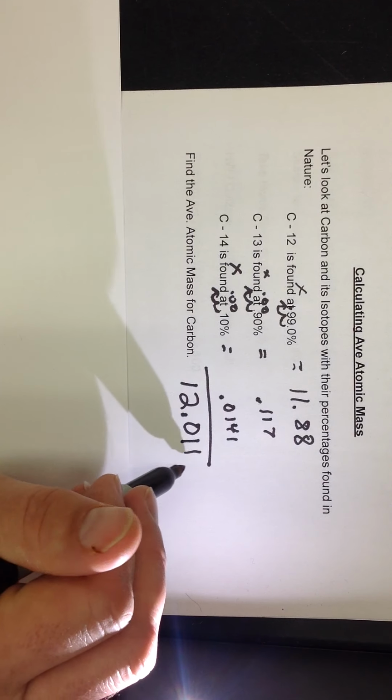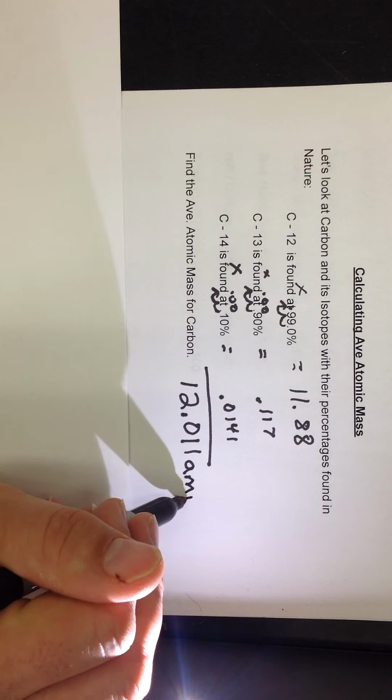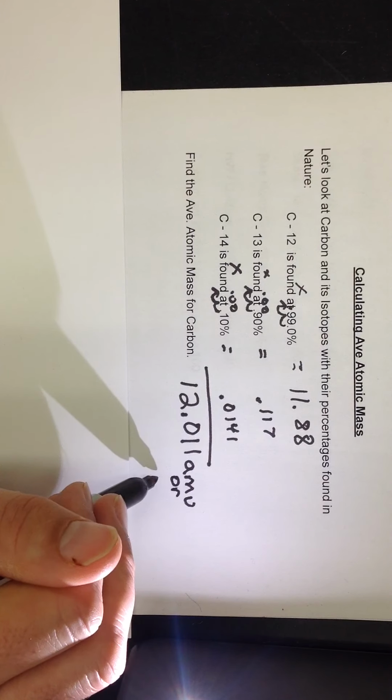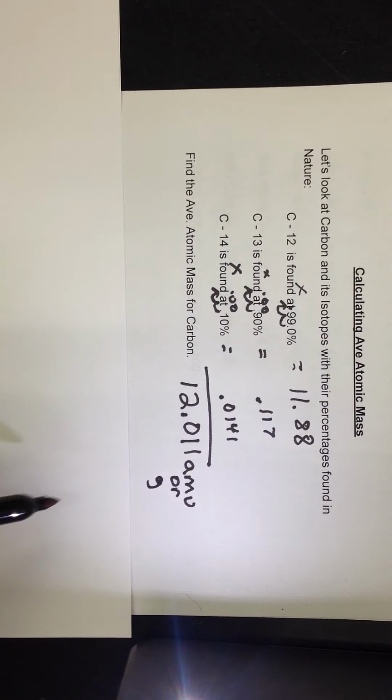Okay, when I add these numbers together, I get a number of 12.011. And that can be an AMU, atomic mass unit, or very simply just grams, which I prefer just calling it G. That was really simple and really easy. You may want to pause it to finish writing that down.